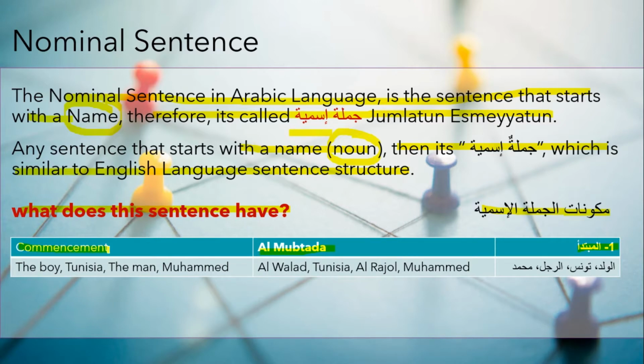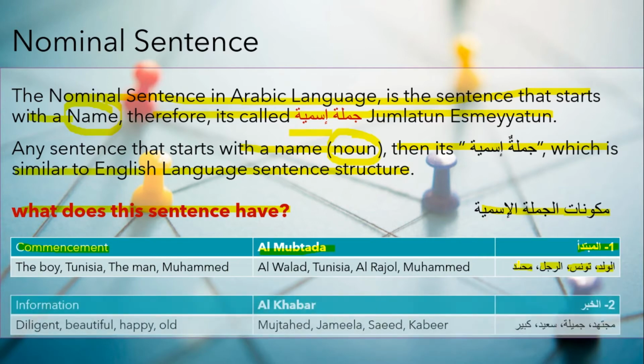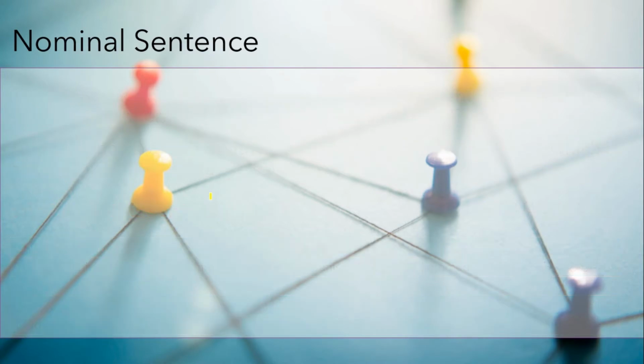المبتدأ, which is the commencement, and which is a noun like الولد, تونس, الرجل, محمد. All of these are nouns, but we will be discussing something more advanced in the coming two slides about this al, which is the article. And the second thing is al-khabar, which is the information we were talking about in the previous slide. So we will have al-mubtada, which we start the sentence with, and al-khabar, which we end the sentence with.